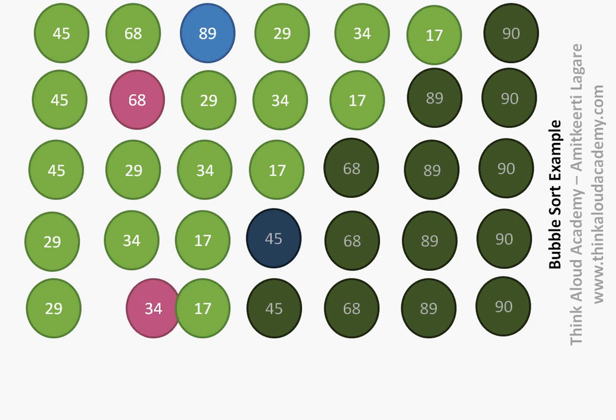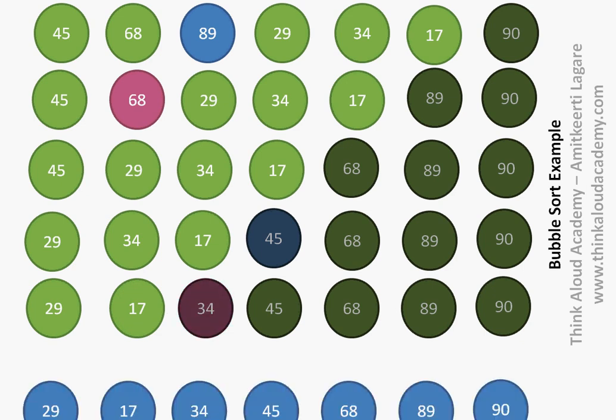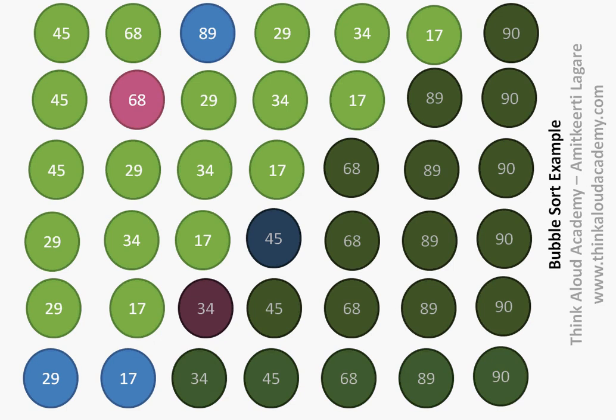And so in the next iteration, again we check 29 and 34. 34 is in its place. Then we check 17 and 34. 34 moves to its place, and 34 has been sorted. And then in the final iteration, we check the last two pending elements, and we move 29 to its place and 17 to its place. So by the time 6 iterations are done, all the elements are sorted.